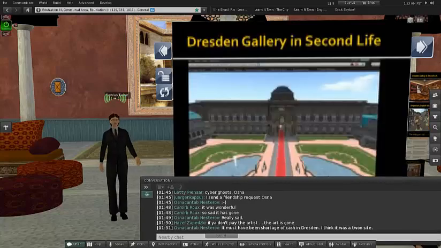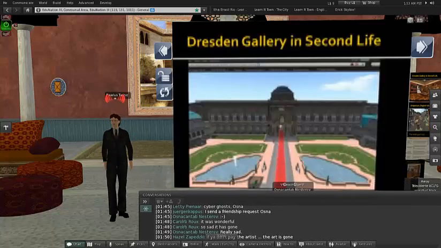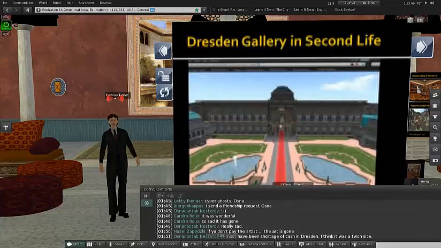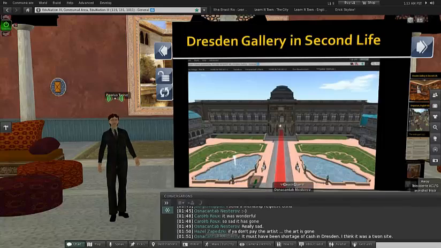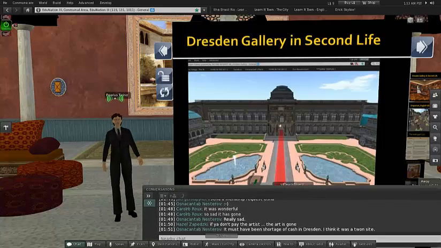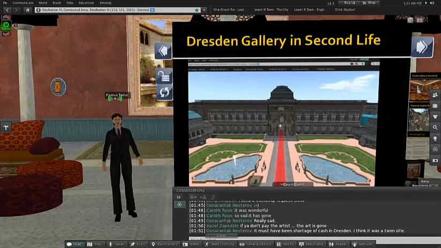Okay, so this is what the Dresden Gallery in Second Life looks like. This is a general view. I will not talk about it anymore right at the moment, but whenever, if ever, the Dresden Gallery comes back to Second Life, please note that fact and visit that place. If it appears in the same look as it was before, it would be a perfect place to visit.